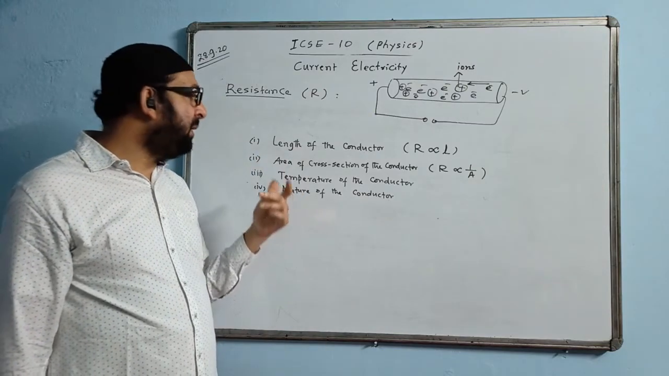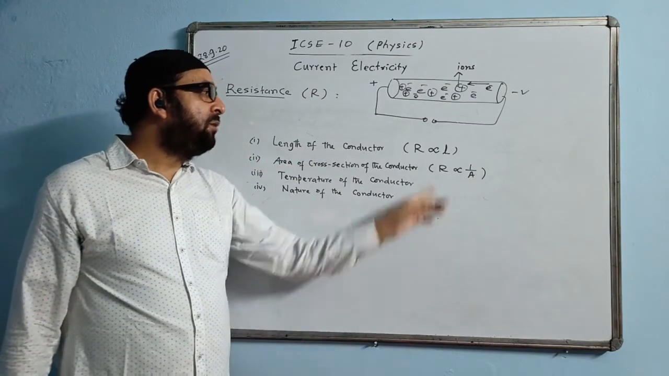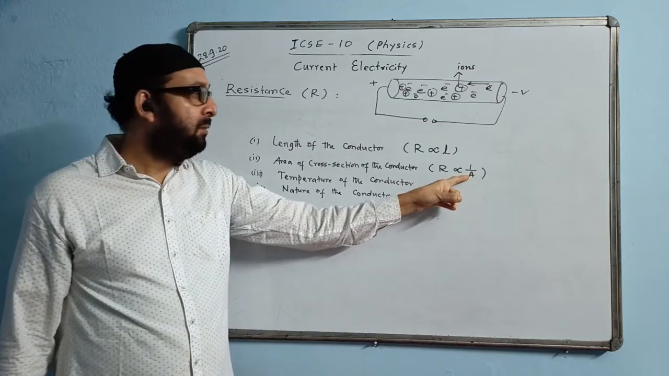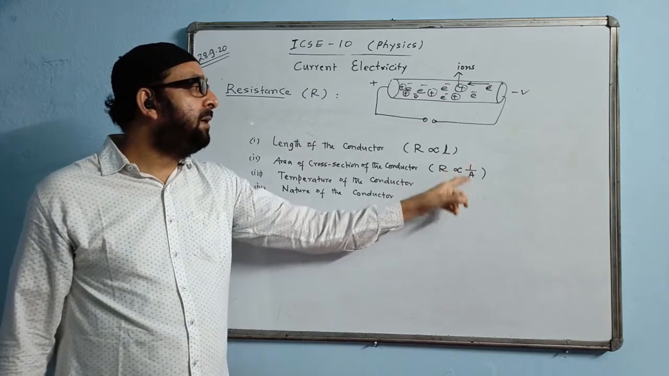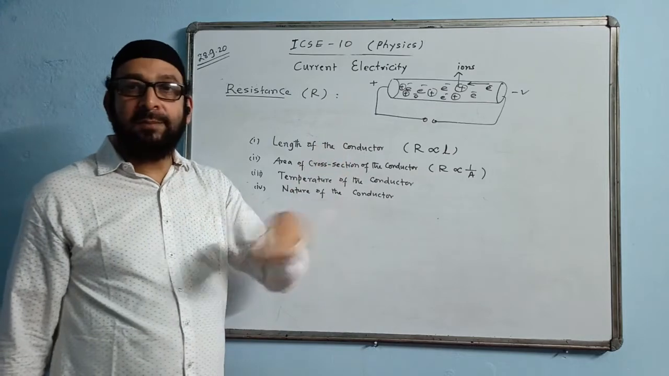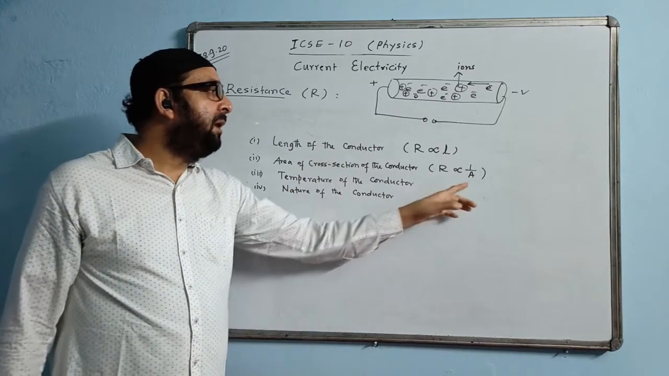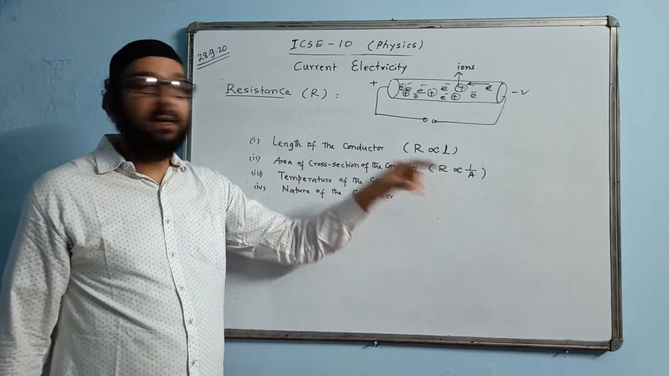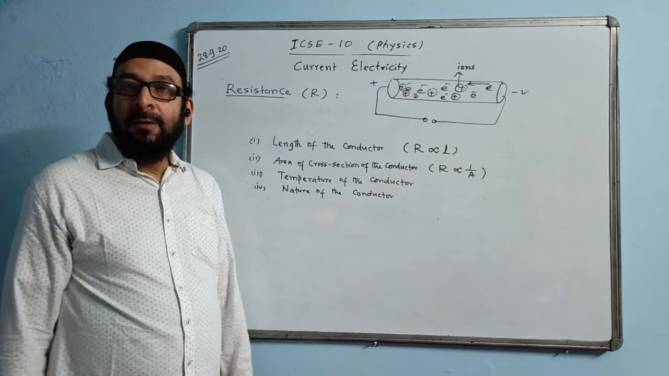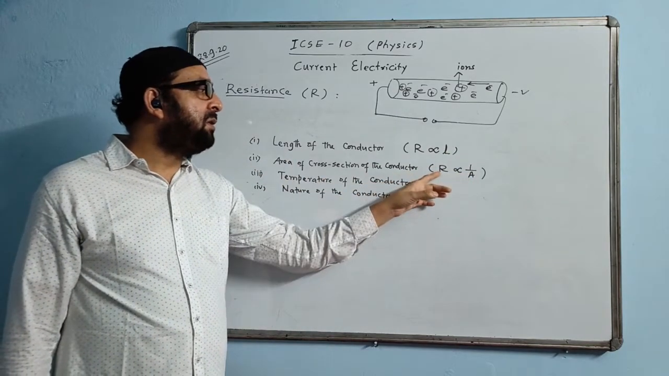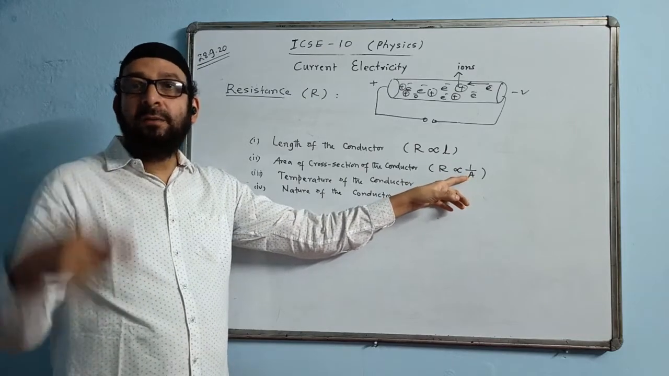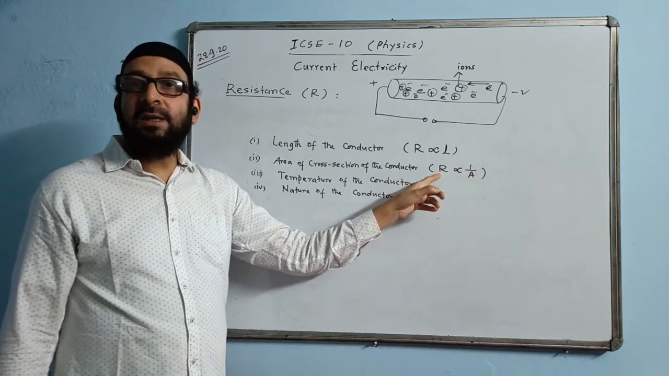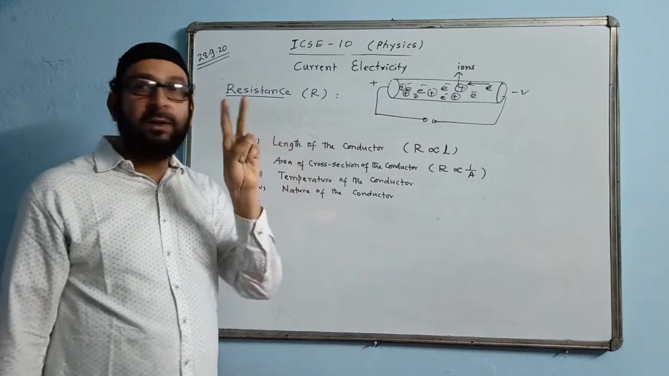Now, a type of question which you may get: what will happen to the resistance of a conductor when the area of cross section is doubled? We say resistance will become 1 by 2. The resistance will decrease by 1 by 2 times. What will happen when the area of cross section is increased by 5 times? We say resistance will decrease by 1 upon 5 times. What will happen to the resistance of a conductor when the area of cross section is halved? It's becoming 1 by 2, that 2 will come up. Now the resistance will become double. That means resistance will increase by 2 times.